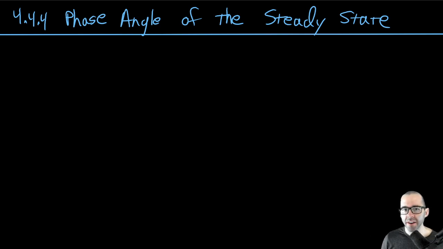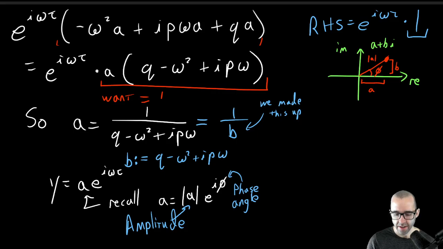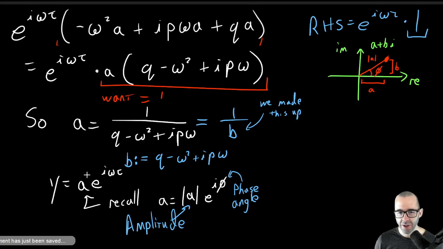Before we talk about how to find the phase angle of the steady state using, again, that same analysis that we had before, saying that we can really just get it from the polar form of our undetermined coefficient of the complexified differential equation.